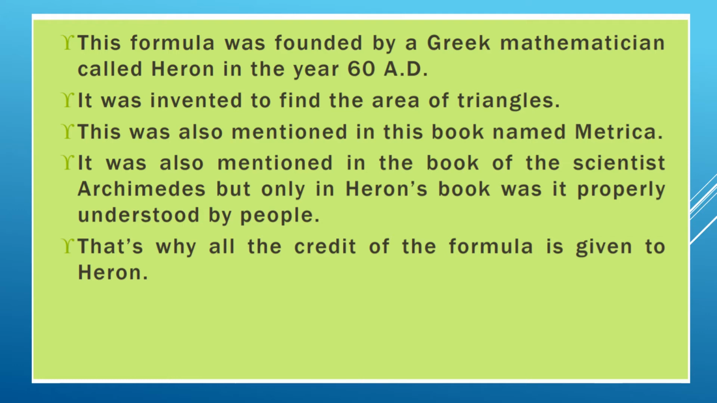Okay, my children, it was also mentioned in the works of the scientist Archimedes, but only in Heron's book was it properly understood by the people. Archimedes also wrote this formula, but Heron's book was properly understood by the people. Okay, my children, that is why all the credit of the formula is given to Heron. This is about Heron. Understood?